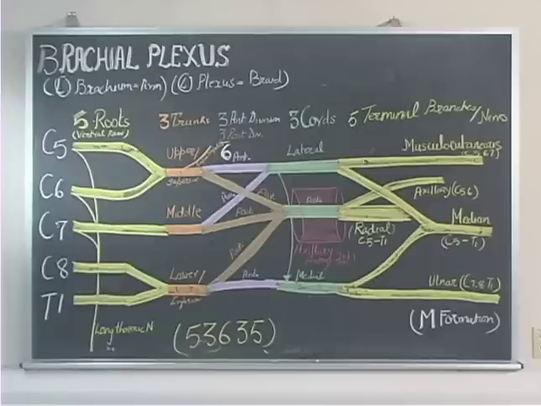So, there is a formula here which goes from the formation to the distribution: 5 in the beginning, 5 in the end, 3 in the middle, and 6 in the center. That is 5 roots, 3 trunks, 6 divisions, 3 cords, and 5 terminal branches.